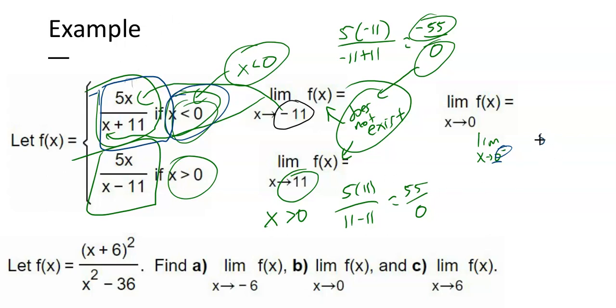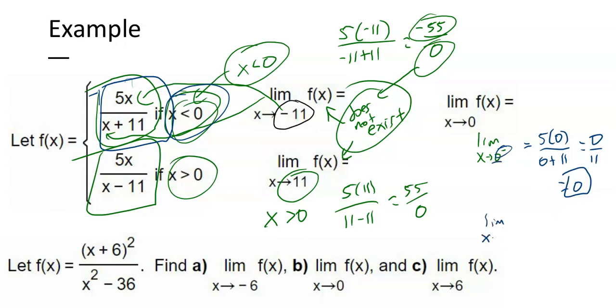So we're going to plug in, so this is going to equal 5 times 0 over 0 plus 11. Now this time we get 0 on top, but that's fine. 0 divided by 11 is just 0. So the left-hand limit is going to be 0.